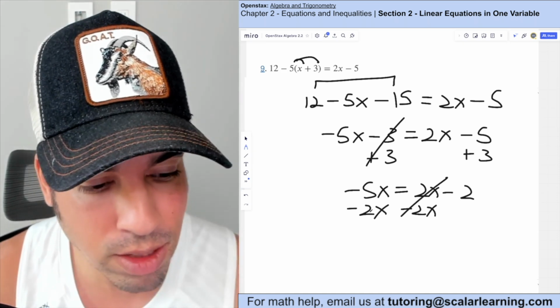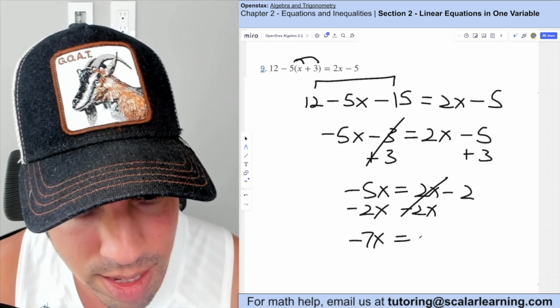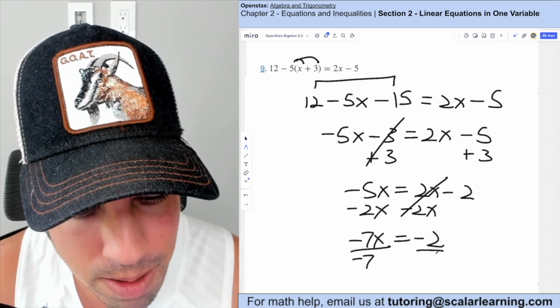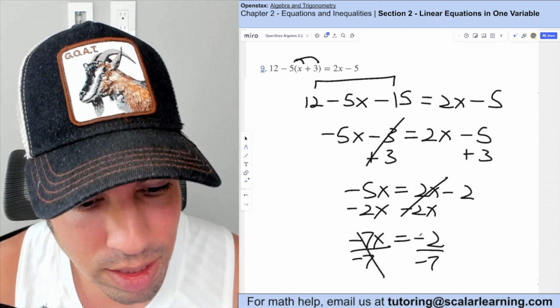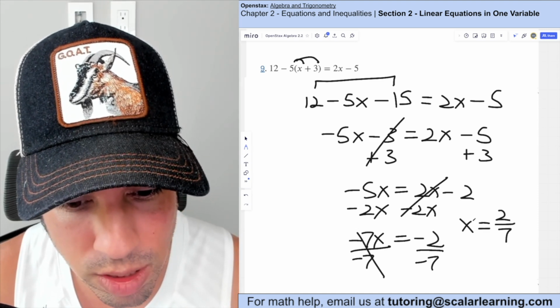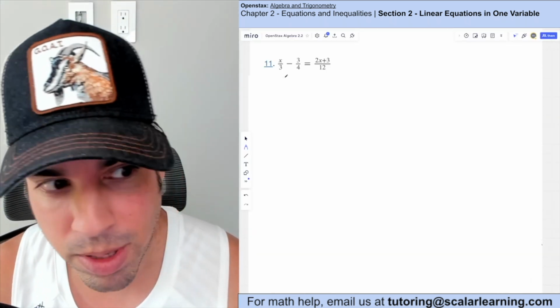And -5x combined with a -2x is a -7x equals, again, a -2 there because the minus sticks to it. Last but not least, we're going to divide by -7. The negatives cancel out and we get a final answer of x equals 2/7. Done.